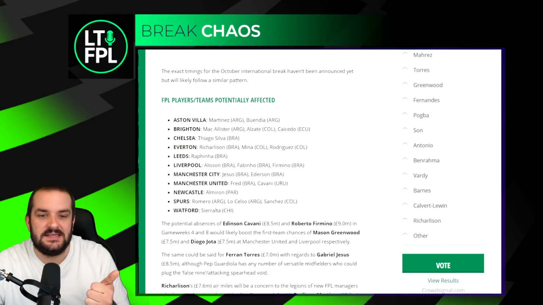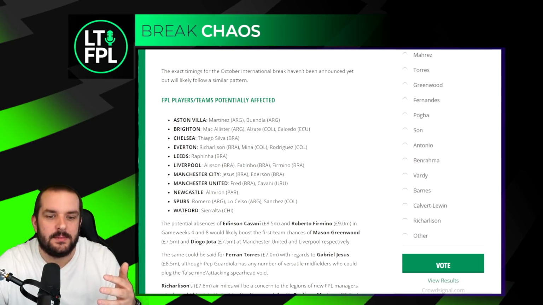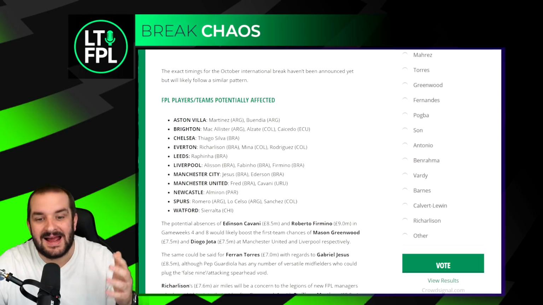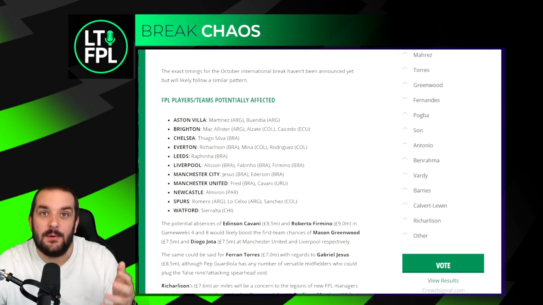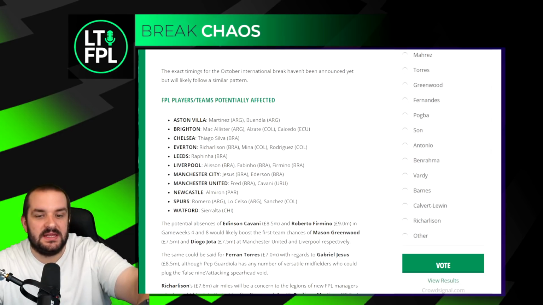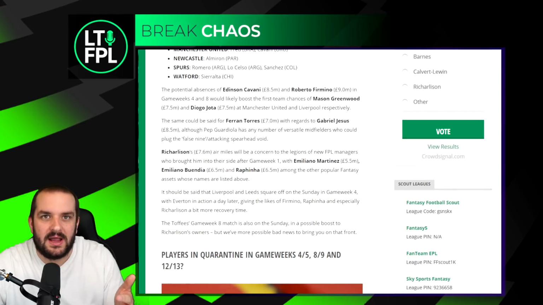So you've got Martinez at Aston Villa, Chelsea's Thiago Silva, Everton's Richarlison. These are just some of the bigger names we should be worried about. Raphinha at Leeds is a big one. Alisson, Fabinho, that's big for the defence of Liverpool, and Firmino as well, which could mean that Jota gets a bit of extra minutes. Fred and Cavani at Man United, and so there's stuff to think about, right? And there's been reports on the Liverpool Echo about other Liverpool players, that Salah could miss out, for example.